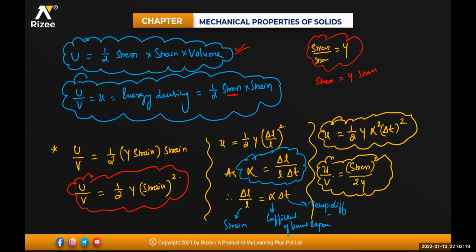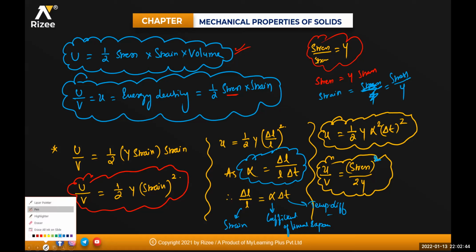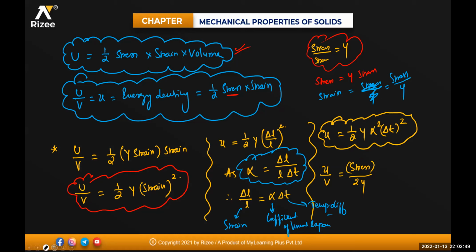Or else U by V is also written as, now see in this formula, energy density is half into stress into strain. Strain value can be written as, beta? Strain is equal to your stress divided by Young's modulus. So it is the reason you are getting U by V is equal to stress square divided by your 2Y. This is your stress square.